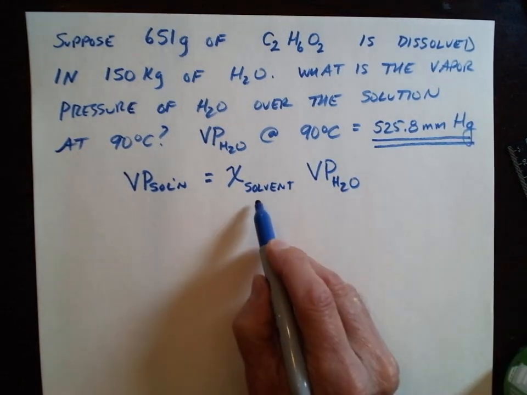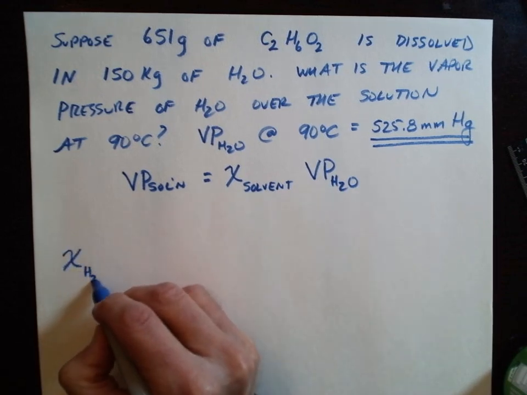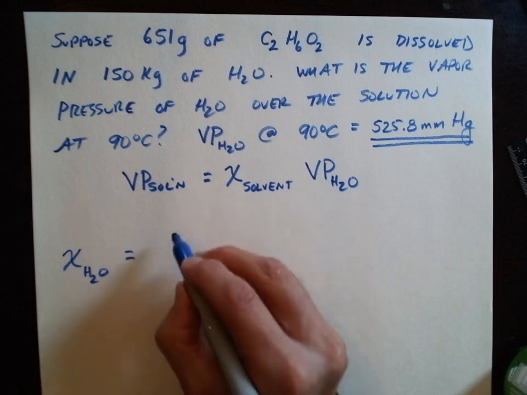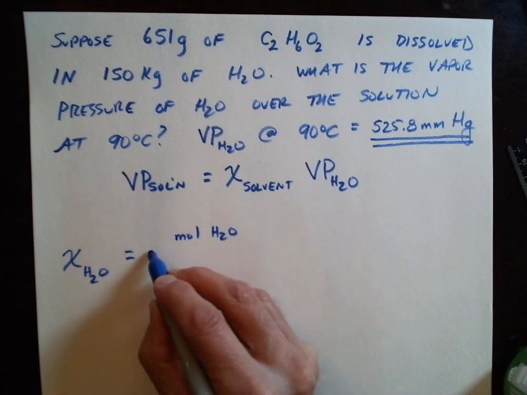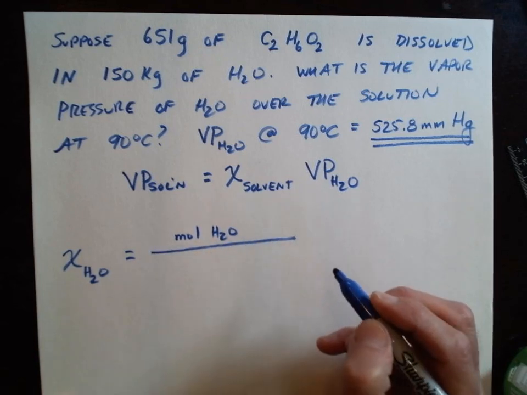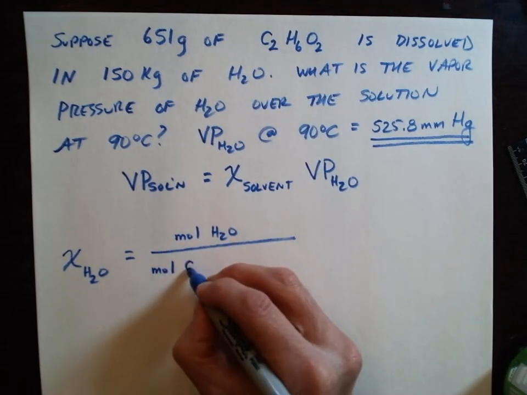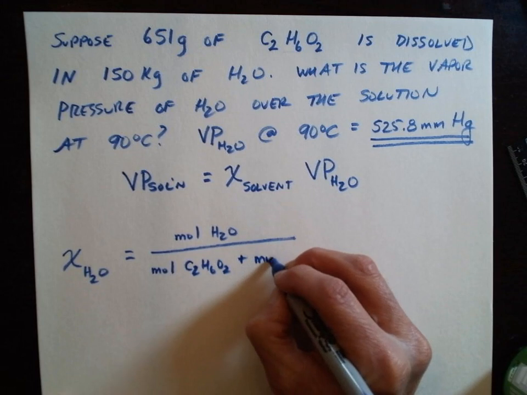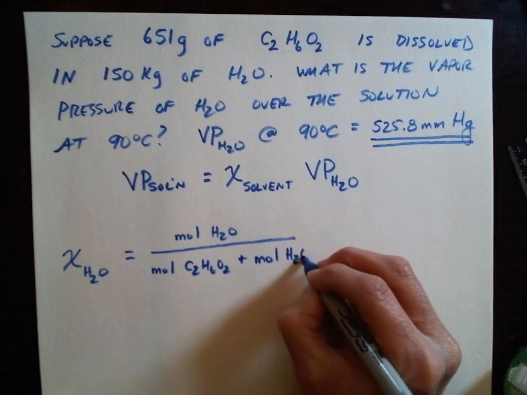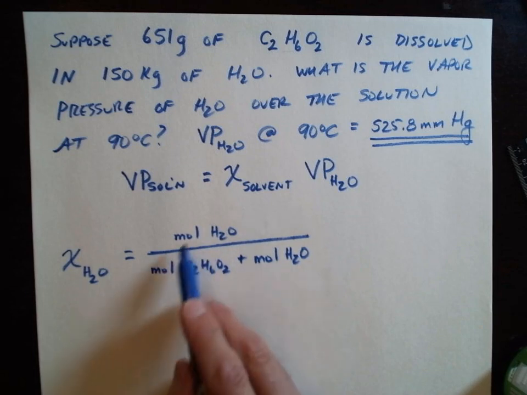The trick to this is going to be finding the mole fraction of the solvent. What is the mole fraction of the solvent? Well, the solvent's water. So we're going to need the moles of water relative to the total moles of the solution. What's in the solution? Well, in the solution, we have our ethylene glycol, and we have, of course, water. So we're going to need to find some moles here.